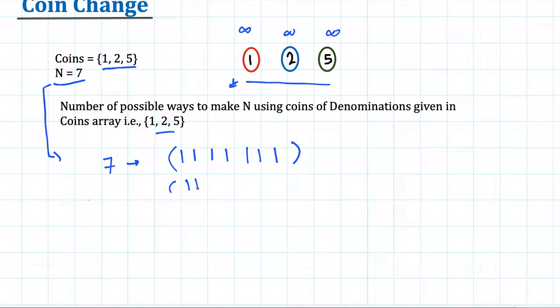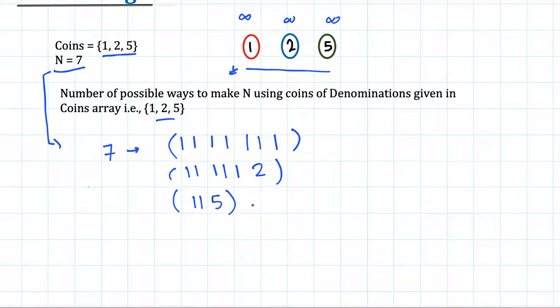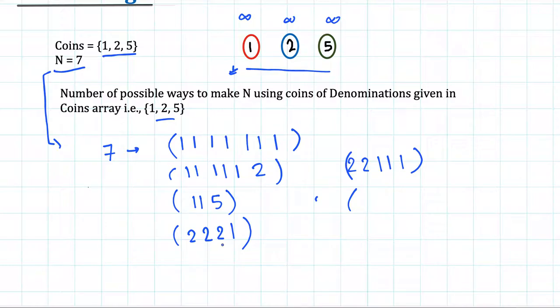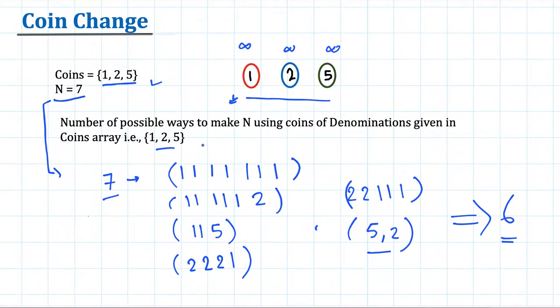Then I can have 5 ones and 1 2-cent coin. Then we can have 2 ones and 1 5-cent coin, or we can have 2, 2, 2, and 1. This is also 7. Then we have 2, 2, and 1, 1, 1. And we can have 1, 2, 2, 2, and 1, 1, 1. We cannot have 4 twos. And we can have 5 and 2. So this also makes 7. So we have these 6 ways of making 7 cents using these 3 denominations of coin.